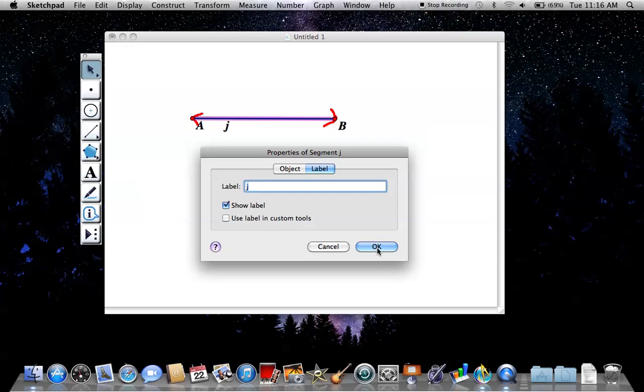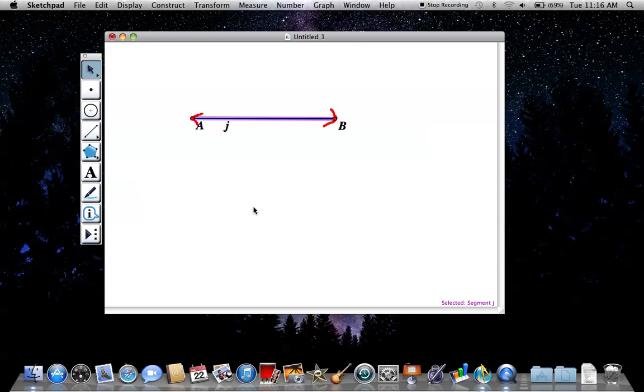So this would be line J. Or we could say this is line AB using the 2 points. Or we could say line BA. Either way, it doesn't matter because it extends on forever in opposite directions.